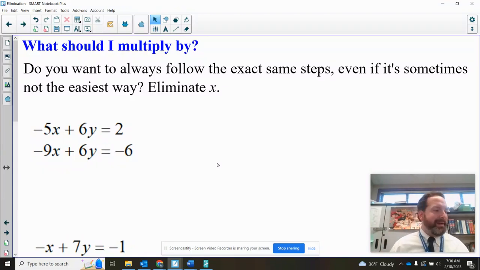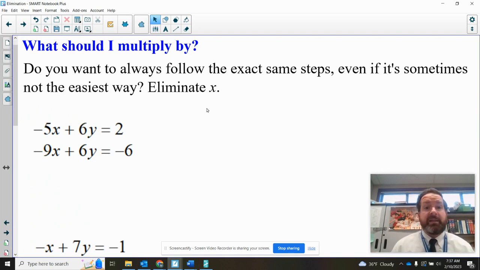So what do you multiply by? It turns out that there's not one right choice. So I'm going to give you two options. Pick what works for you. Here's the first. If you are a person who likes to do just the same thing every time, so you know what you're supposed to do, this is the path to take.